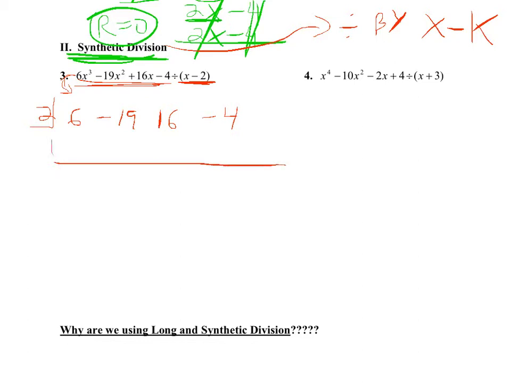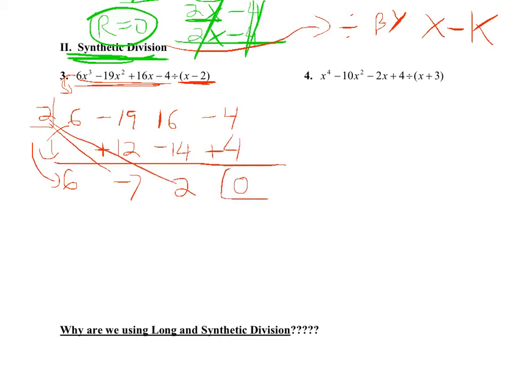This is where I bring down this 6, and then I multiply. So I multiply the 2 and this 6 right here. I get 12, and then I just add and I just multiply. Negative 19 plus 12 is negative 7. Negative 7 times this 2 is negative 14. We add these, we get 2. 2 times this 2 is 4. And when I add these, they cancel out and I get 0. This last part is your remainder.